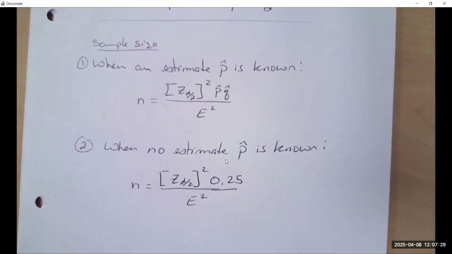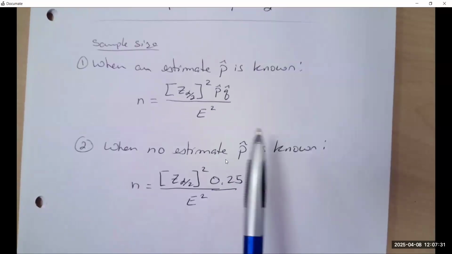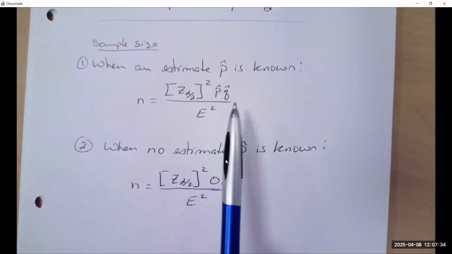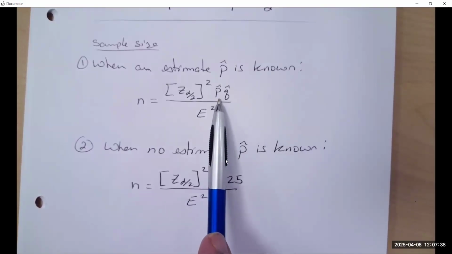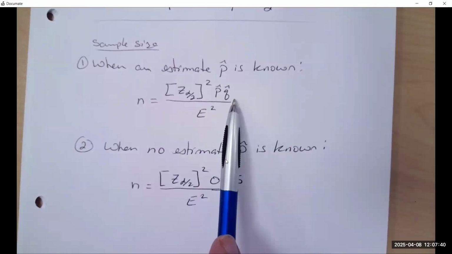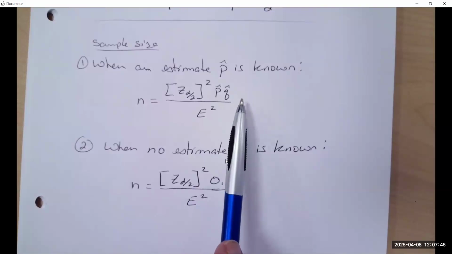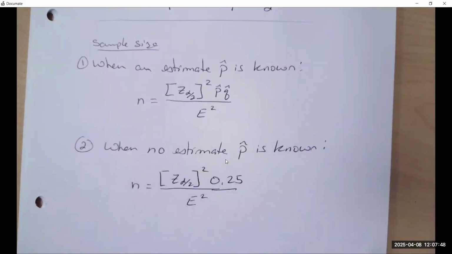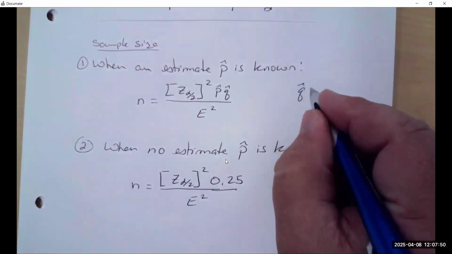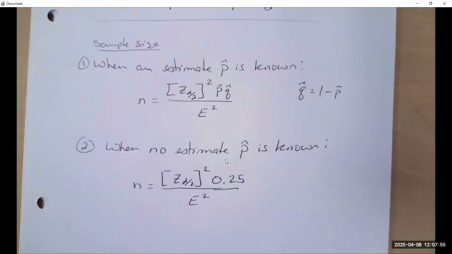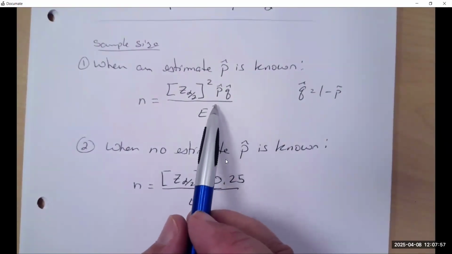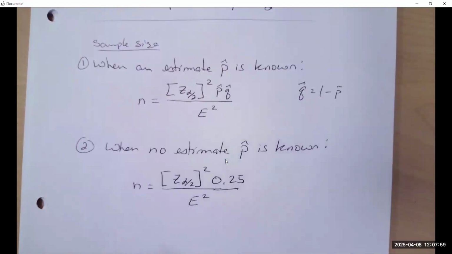This is important. In the last example we did, we were given a P hat. We calculated the Q hat. How? One minus P hat, right? So Q hat is 1 minus P hat. That's easy to do. But if we don't have P hat or Q hat, then what do we do?